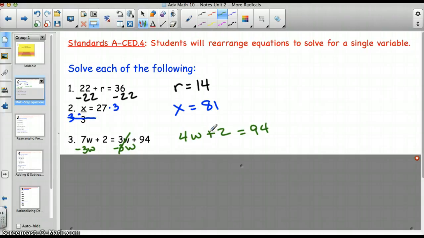Now I have to get rid of the addition and subtraction before I can get rid of the multiplication. So I'm going to subtract 2 to cancel that out. So that makes my equation 4w equals 92. And after I finish this, I have to divide by 4 to get my w by itself. And 92 divided by 4 is 23. So my answer is 23.